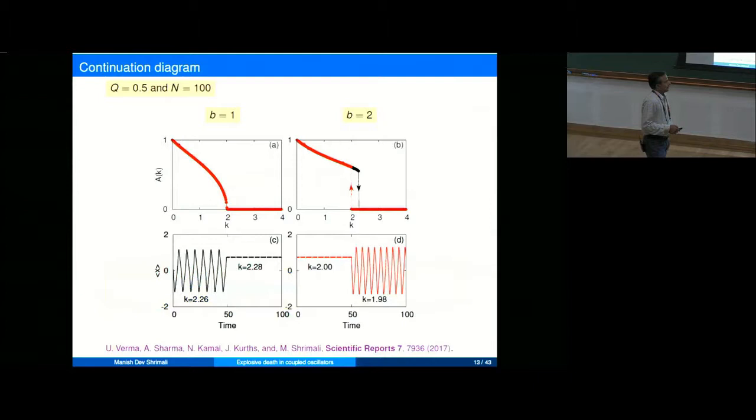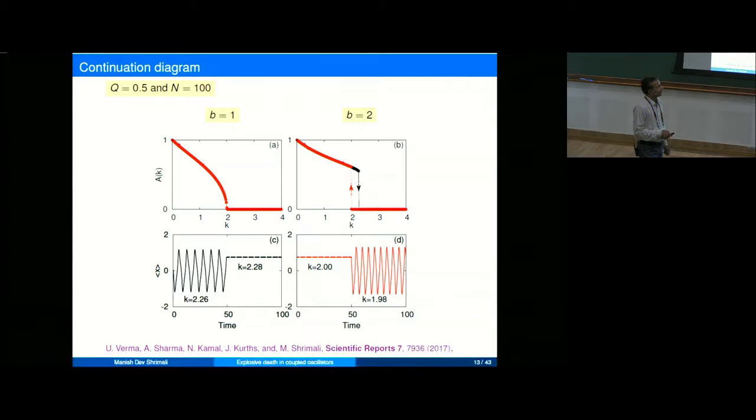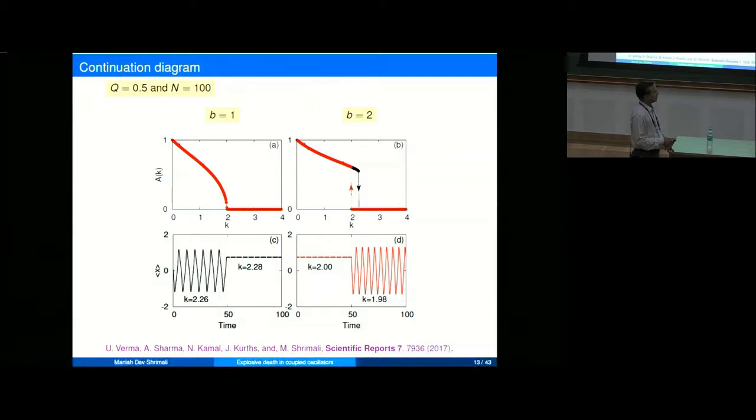So we fixed the mean field intensity at 0.5, considered 100 identical oscillators, and looked at the amplitude as a function of the coupling strength. You can see that for one particular parameter of the van der Pol oscillator, b equal to 1, you see a continuous transition from the oscillatory state to the steady state. And when you change the parameter, you can see that there is an abrupt change in the state of the system.